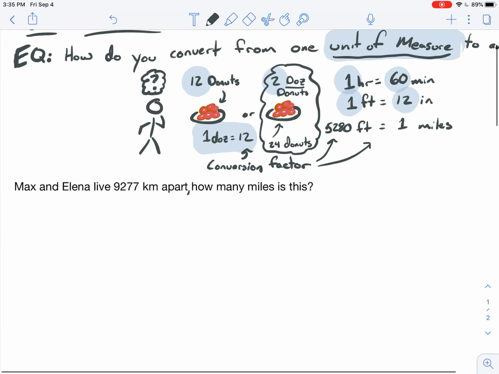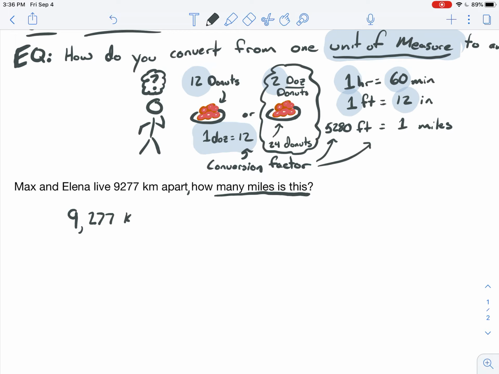So let's take a look at how to do a problem here. This is a sample problem we can do. Max and Elena live 9,277 kilometers apart. How many miles is this? This is a very standard chemistry science question that you would get. So how do you go about setting this up? The first thing to do is just write down what you start with. So we start with 9,277 kilometers, and eventually we are going to want to get to how many miles this is. So over on the far side of the page, we're going to want this to say blank, and then we're going to want the unit to say miles.